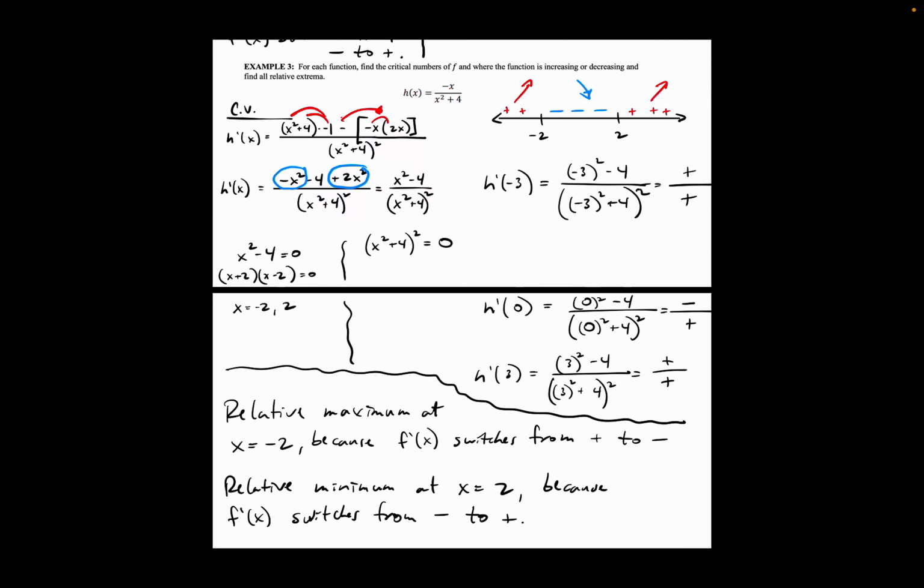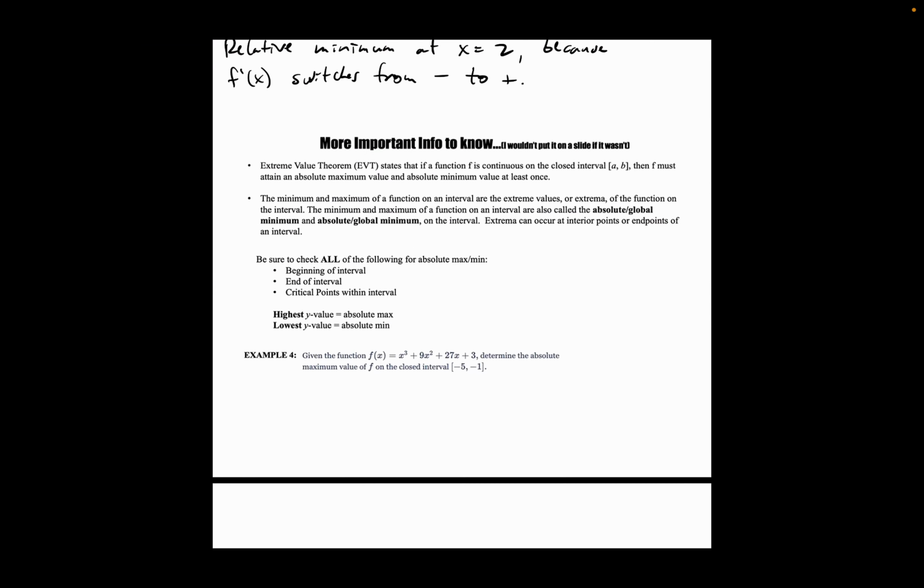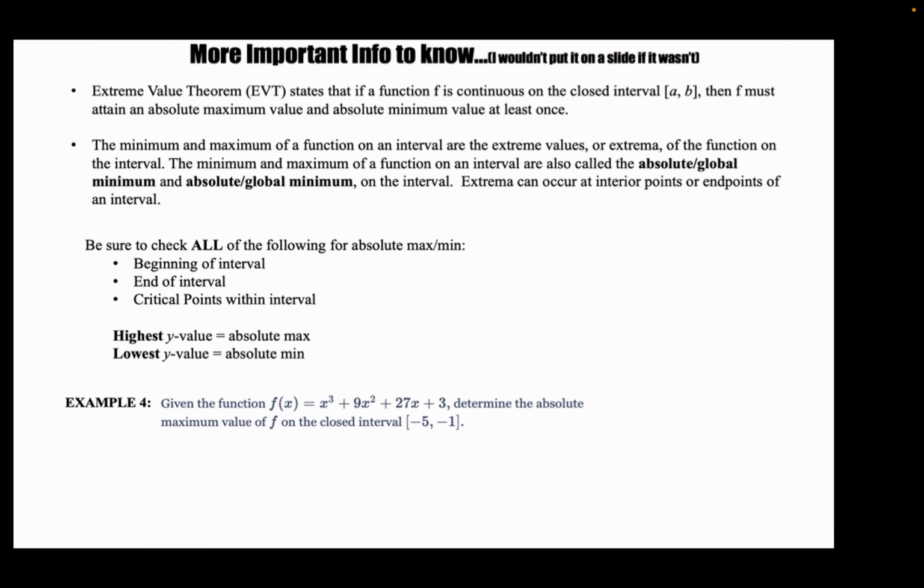So the last thing we're going to do today. We know how to find relative maximums and minimums, but what about, could one of these guys be an absolute and we don't know it? We're going to find out. We are going to find out with example number 4.